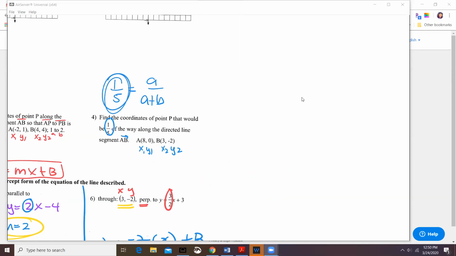So when I plug all this in, I have x1 plus a over a plus b, so that's my 1/5, times x2 minus x1. Then you have y1 plus a over a plus b, so that's 1/5, times y2 minus y1. I sometimes make a mistake of not plugging in the right stuff when the numbers are small. So tell me if that doesn't look like it's plugged in correctly.